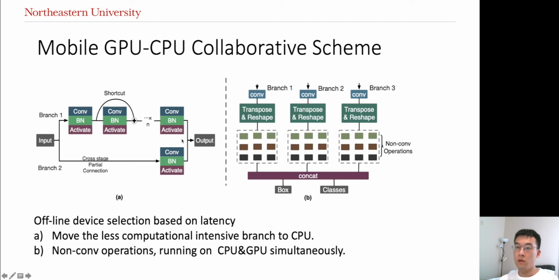Now let me introduce the mobile GPU-CPU collaborative computing scheme. We know that GPU is suitable for convolutional computing, but in non-conv layers, GPU may not be faster than CPU. For the CSP connections in YOLOv4, we consider moving the less computationally intensive branch 2 to CPU and running the two branches simultaneously if the CPU inference latency is less than the sum of layers in branch 1. Otherwise, we run the two branches sequentially.